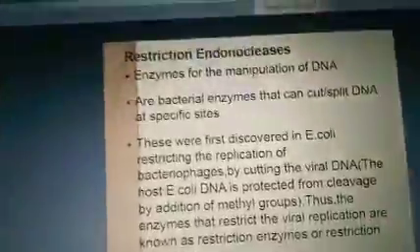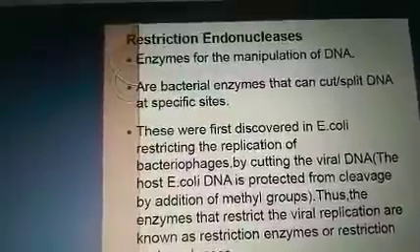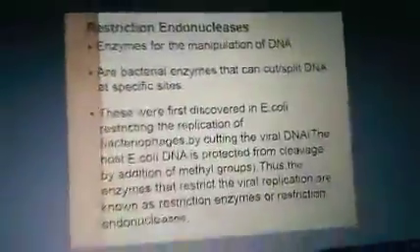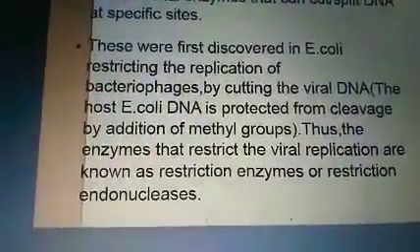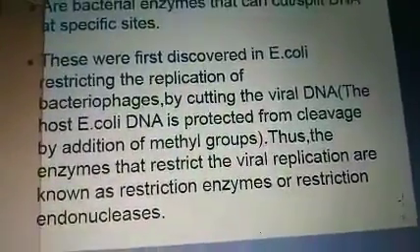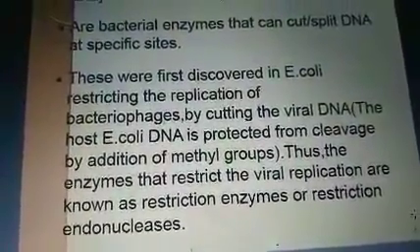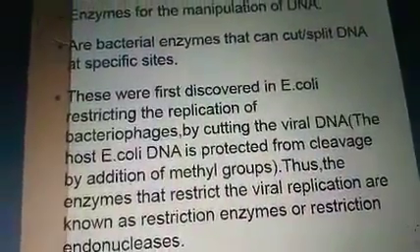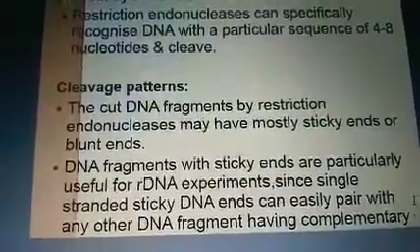Restriction endonucleases play a crucial role in the manipulation of DNA. They are bacterial enzymes that play an important role in cutting or splitting the DNA at specific sites. Initially, they were discovered in E. coli, restricting the application of bacteriophages by cutting the viral DNA. The host E. coli DNA is protected from cleavage by the addition of a methyl group. Bacteriophages are the viruses that kill bacteria, so the bacteria have developed a tendency to break down the viral DNA with the help of restriction endonucleases.